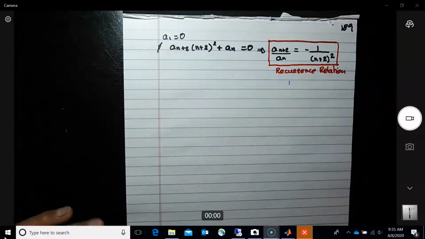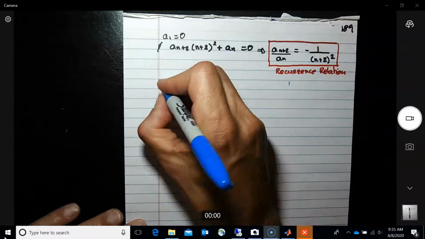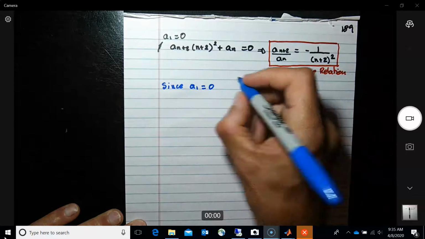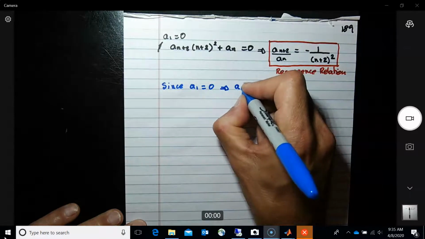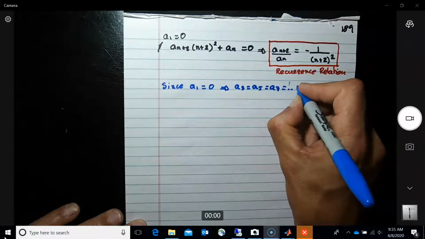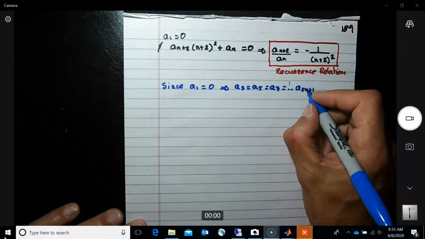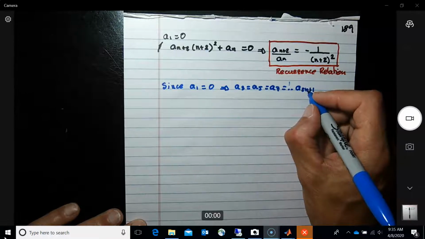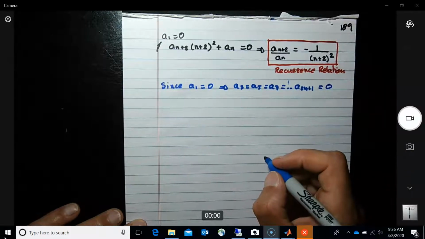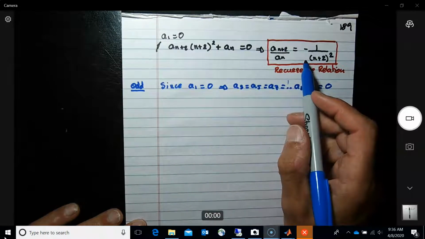In addition, you remember we need one for the even, one for the odd. So since a1 equals 0, that means that a3 equals a5 equals a7 equals a of 2n plus 1. This will be all the odd. All of these need to be equal to 0. Okay, so that's the odd, and for the even we use the recurrence relation.